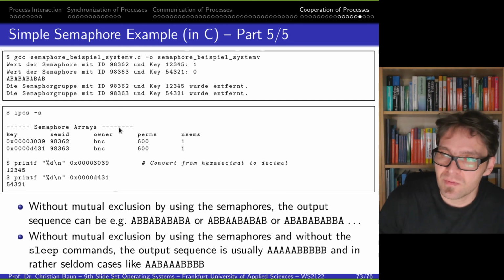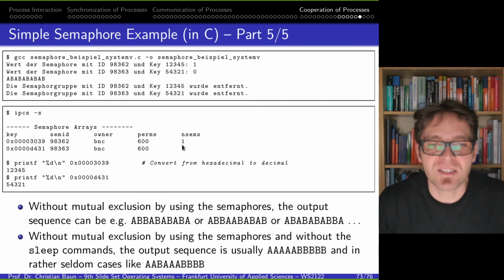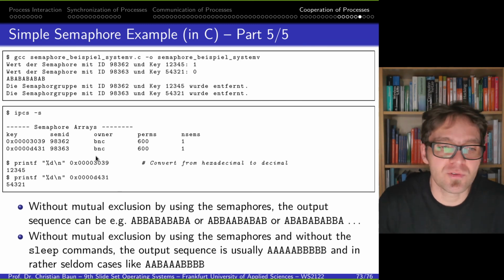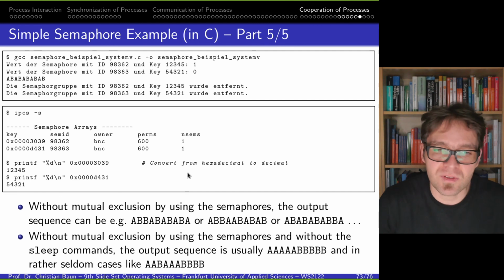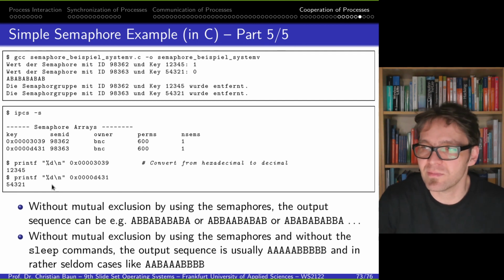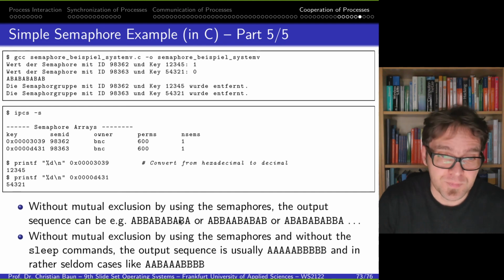IPCS will tell us about the semaphores, so here we can check if they really exist. We can check the permissions and the ownership and the number of semaphores per group. And here, by converting the keys from hexadecimal into decimal notation, we can double check if everything went right.